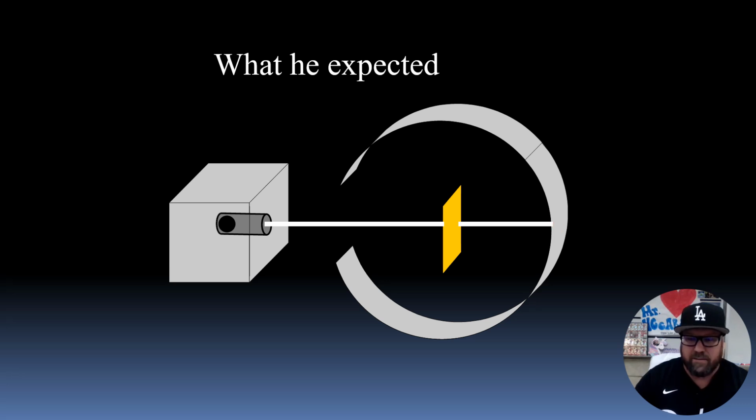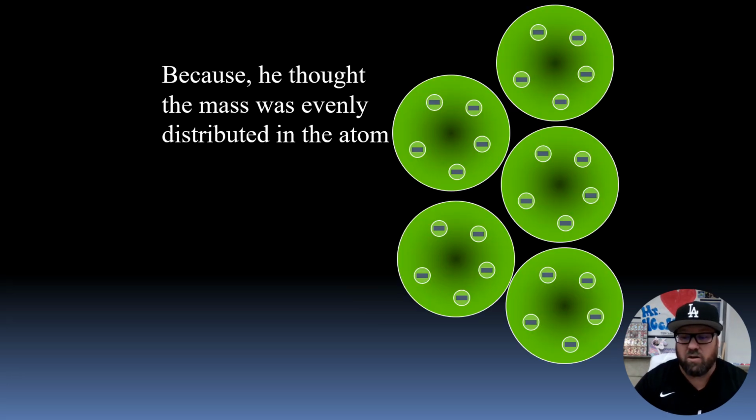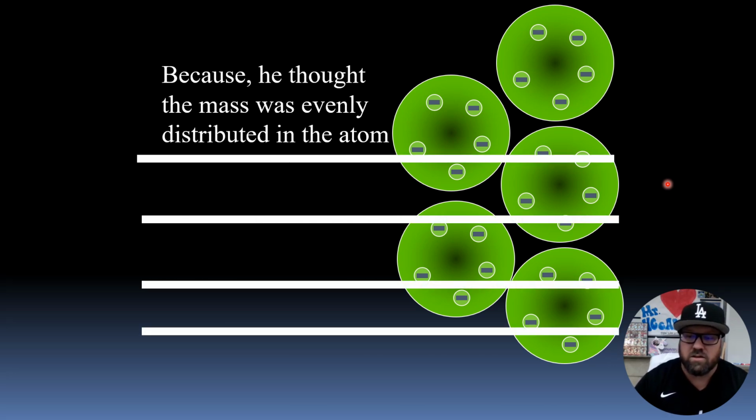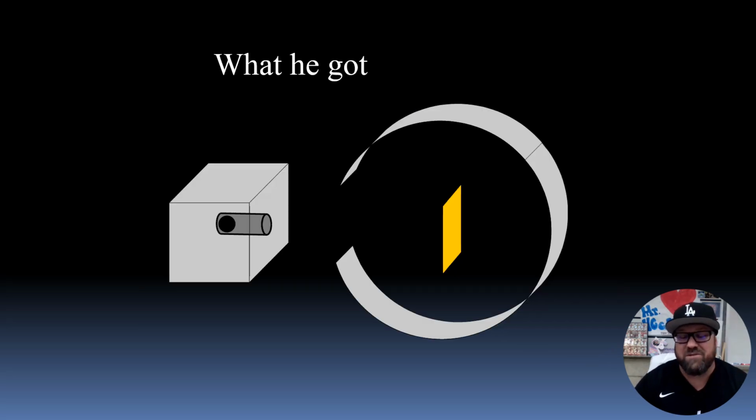That's what he expected. On a small scale, here's what it looked like. So here's our plum pudding atoms. And because there's no really strong positive region in the plum pudding model of the atom, it's all spread out, he thought that the alpha particles would just shoot straight through. So all of these beams are alphas that I tried to animate, and they shot straight through. There's nothing for them to repel off of. Okay, and famously, here's what he got.